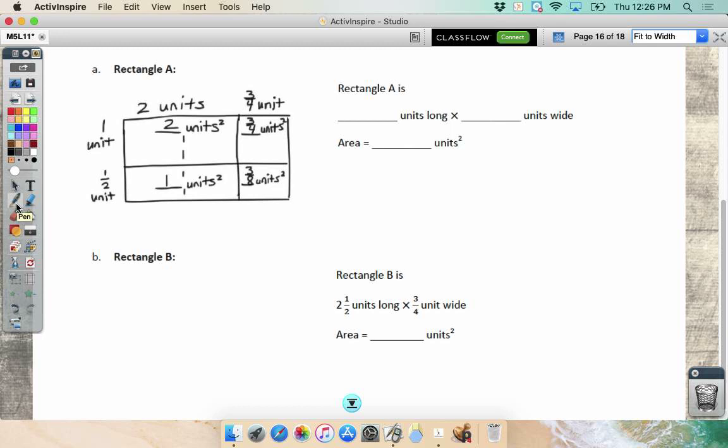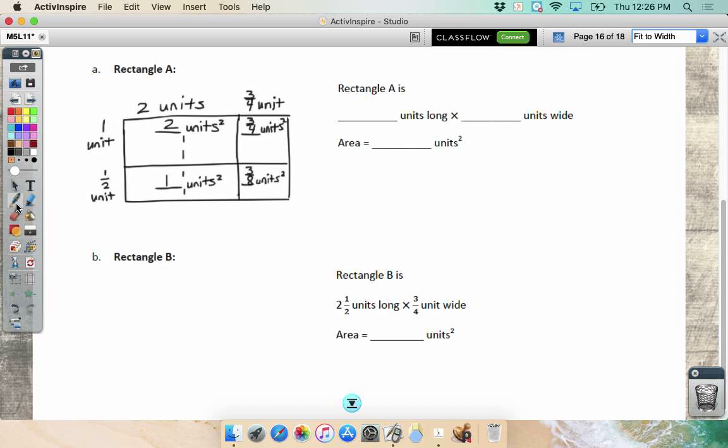All right, so they have done the area model for us, okay? And so what we've got to do is add up all the units inside the area model, and then we're going to solve it by just using multiplication also, okay?